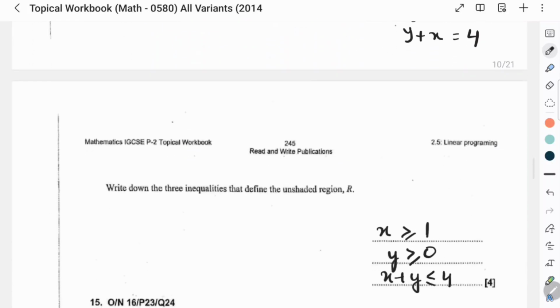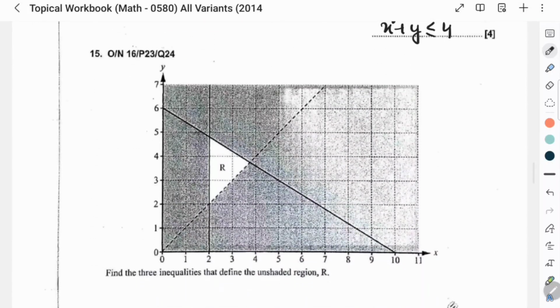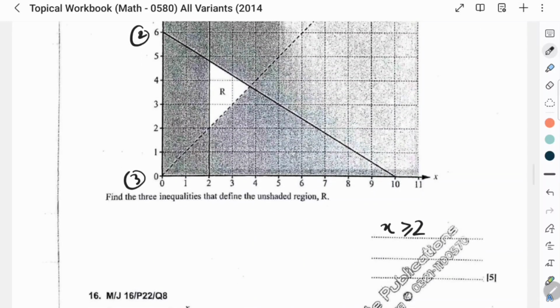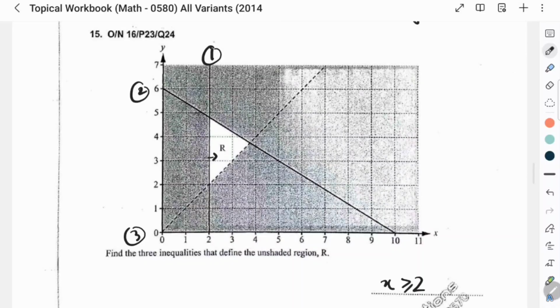The next question, find 3 inequalities that define the unshaded region R. So again, we have 3 lines. The first line, and the second and the third line. Okay, the first line is a vertical line which is passing through 2 on the x-axis. So x is greater than or equal to 2, because for this line your region is on the right.